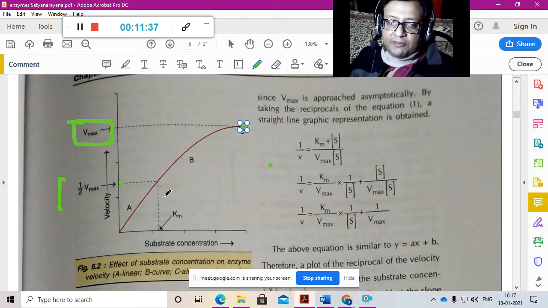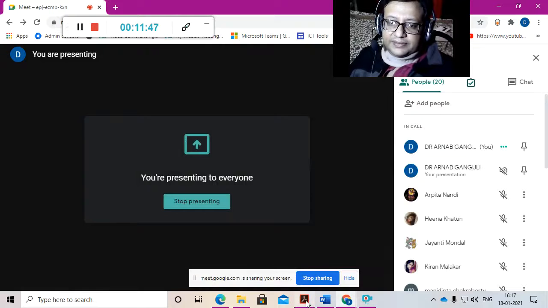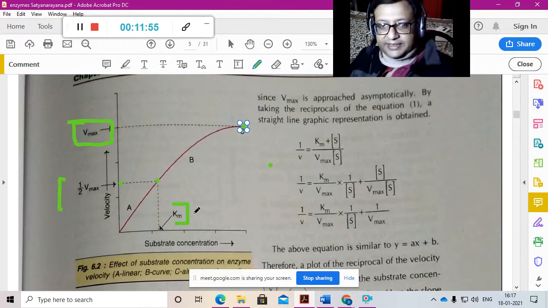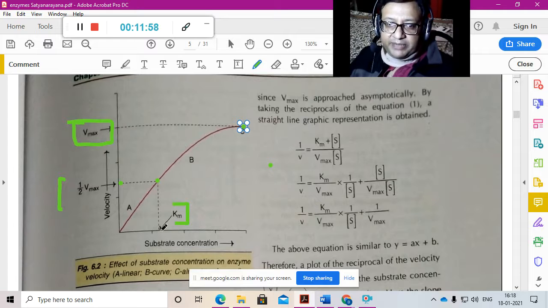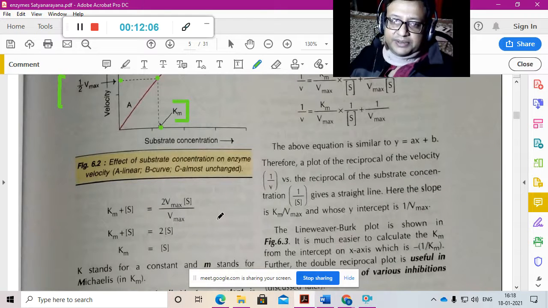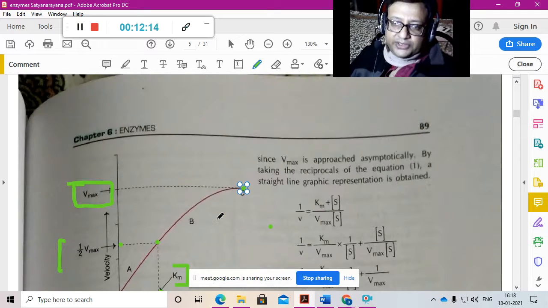And you have another term known as Km. This Km essentially is the substrate concentration at which half of Vmax is reached. So you bring it to this line and plot it down. This is the substrate concentration at which half of Vmax is reached. Essentially, this is how the effect of substrate concentration takes place.